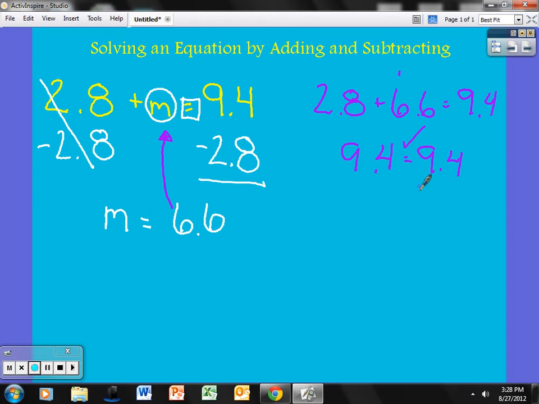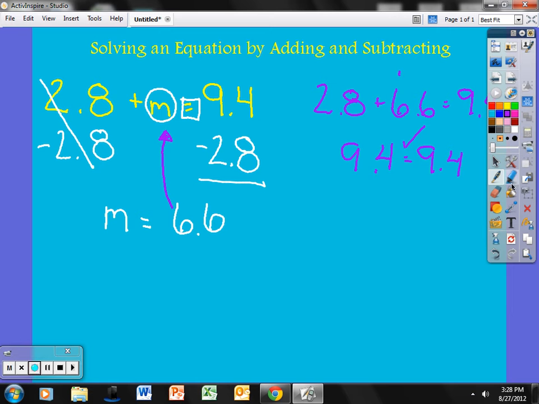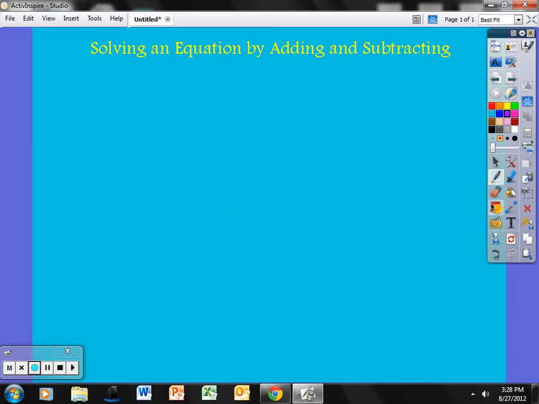Okay, that's using the inverse. I'm using the opposite of addition. I'm using the inverse operation, and that was using subtraction property of equality. Now, I will do another one real quick. Let's do one that has subtraction.